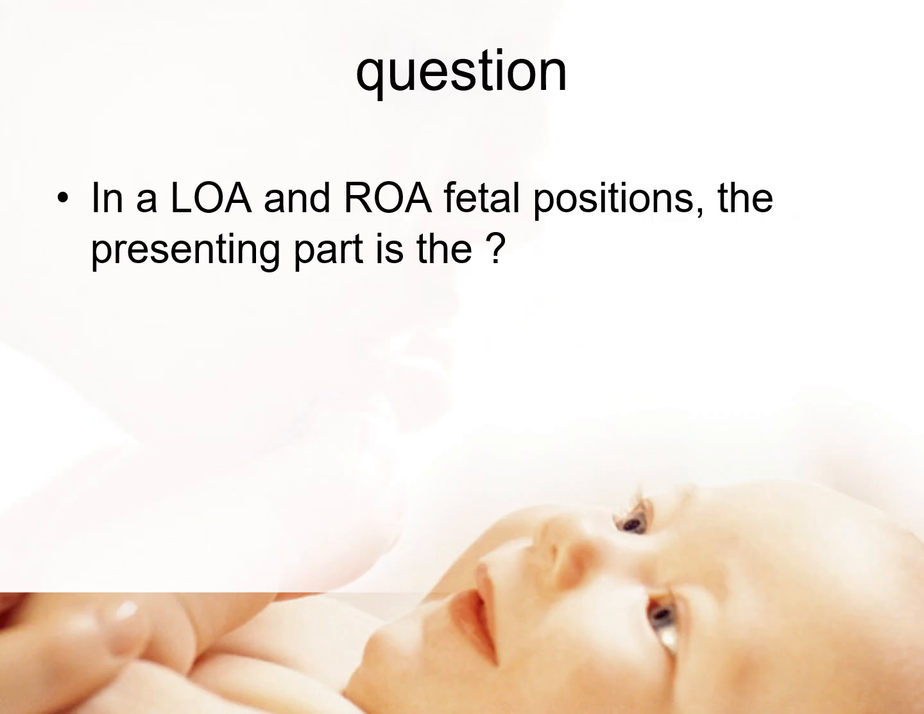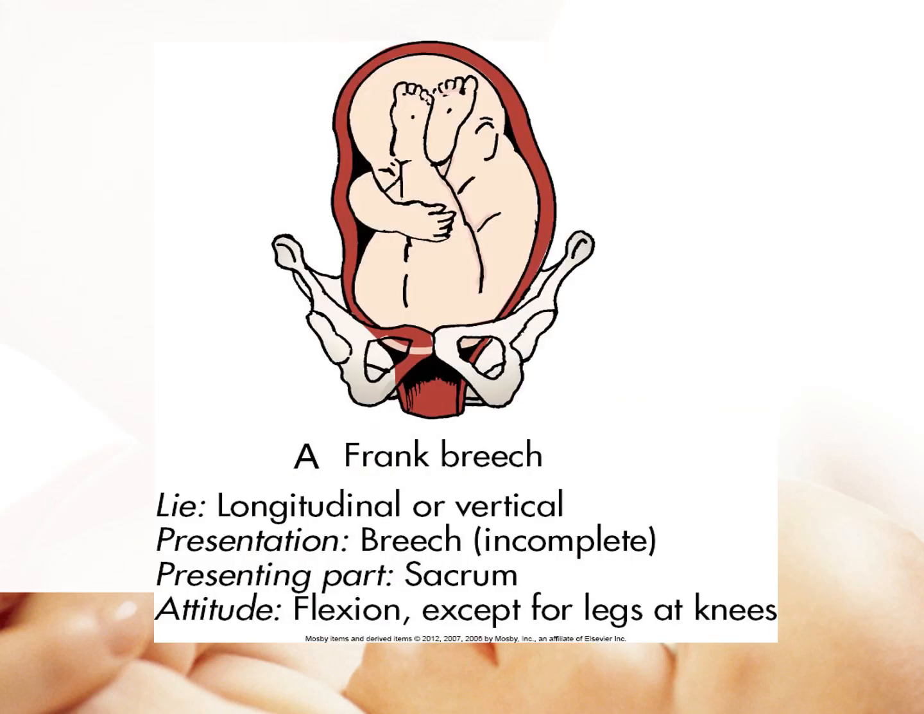Okay, so the question: in an LOA and ROA fetal position, so this is left occiput anterior and right occiput anterior, the presenting part is... and you got that right, occiput, because it's the head. This is a frank breech, kind of explain that. And just for practice, it is a longitudinal or vertical lie. The breech is presenting, okay? Presenting part is the sacrum, and the attitude is flexion except for the legs at the knees.